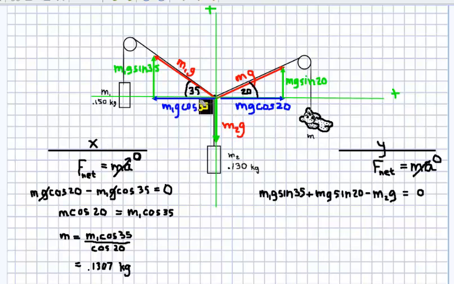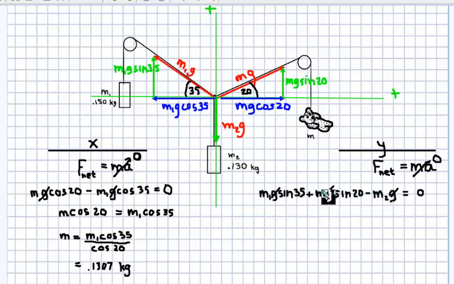Had you, instead of using the x side of the house, tried on the y, you would have three forces that were involved. You'd have this down one here, that's m2g, but negative, because it's in the negative y direction. There it is. You would have a positive mg sine 20, because that's pointing somewhat upward. And you would have a positive m1g sine 35. And again, just like before, there's a g in every single term. So we can cancel, cancel, and cancel.